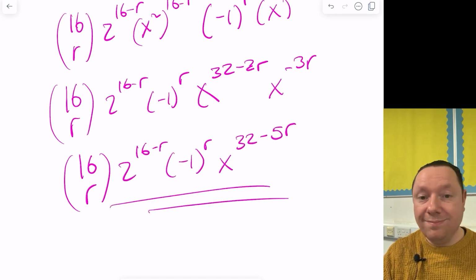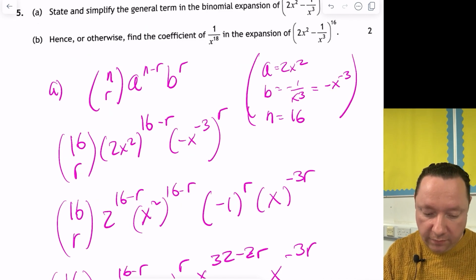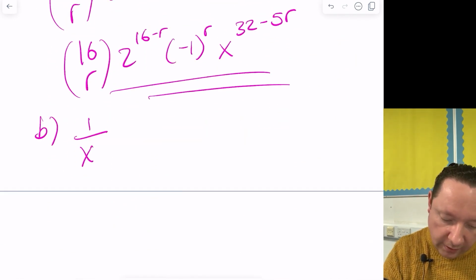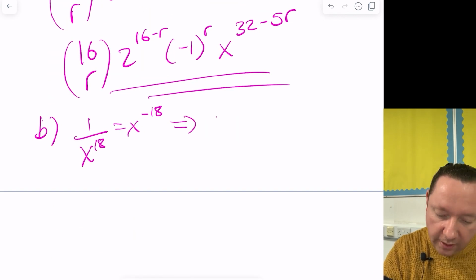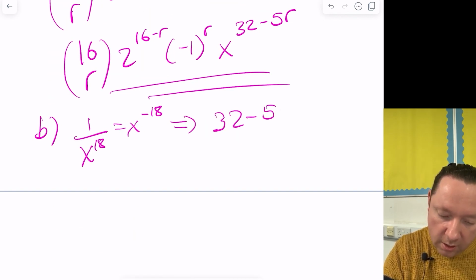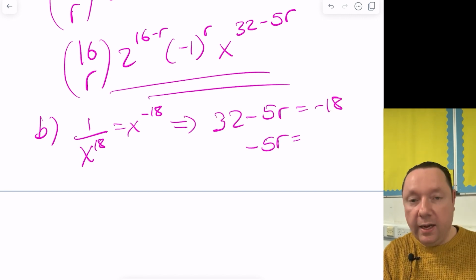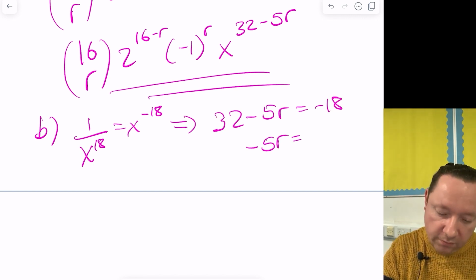and we're done there. So I find the coefficient of 1 over x to the 18. 1 over x to the 18 is x to the minus 18. That implies 32 minus 5r is minus 18. So minus 5r is minus 32 minus 18, minus 50. So r is 10.